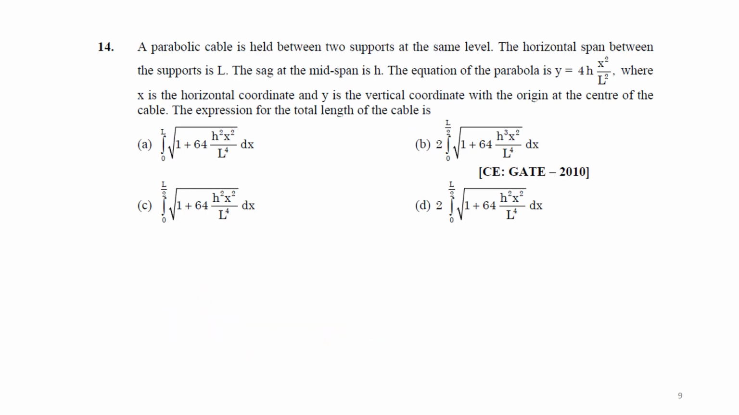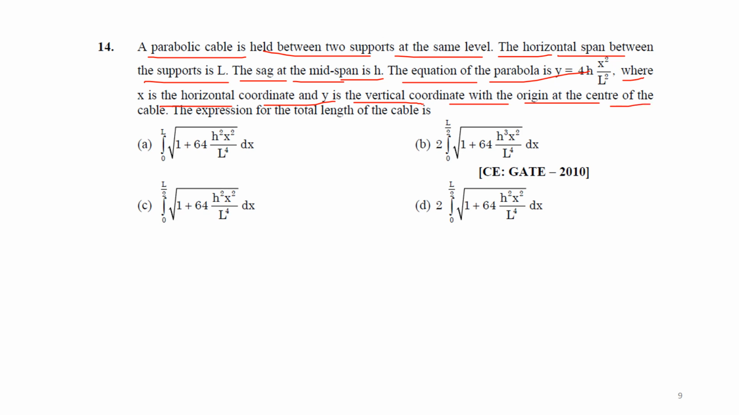Next question, this is a very good question. I think you have to remember some formula for this problem. Anyway, we'll see that. A parabolic cable is held between two supports at the same level. The horizontal span between the supports is L. The sag at the mid span is H. The equation of the parabola is y is equal to 4h x square by L square, where x is the horizontal coordinate and y is the vertical coordinate, with the origin at the center of the cable. The expression of the total length of the cable.